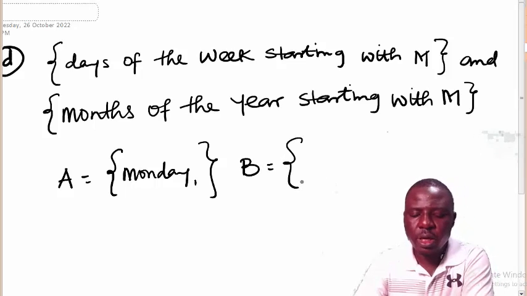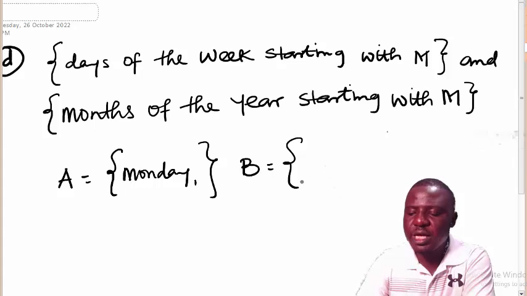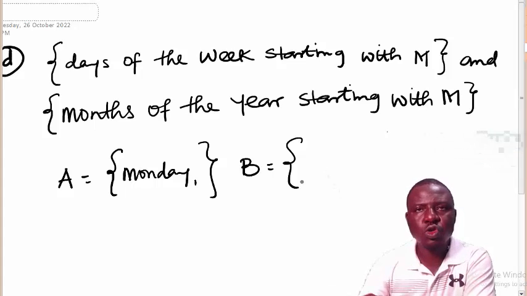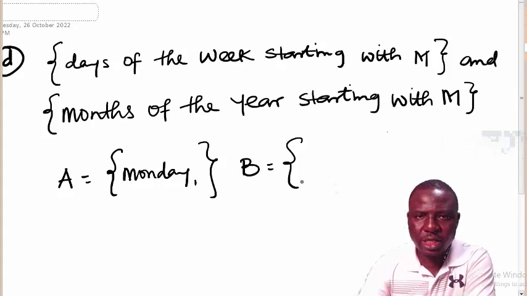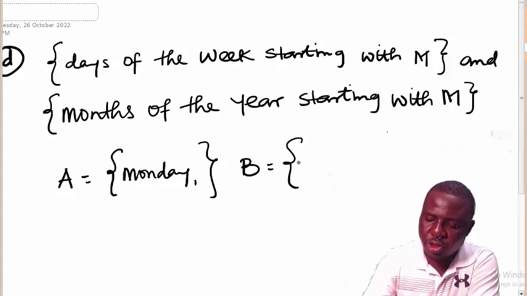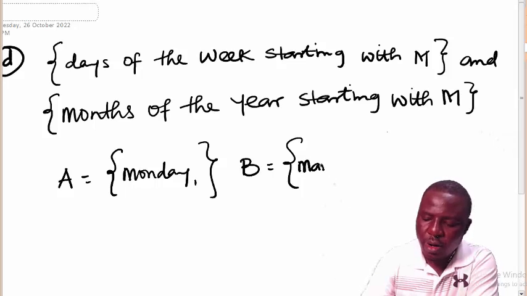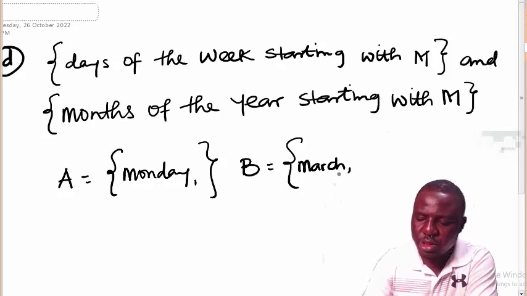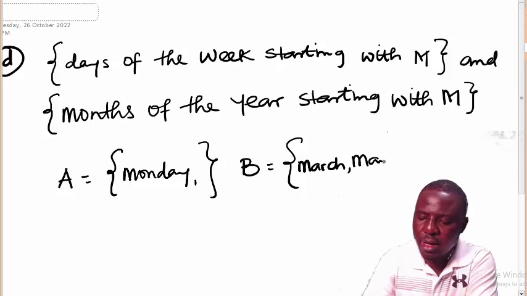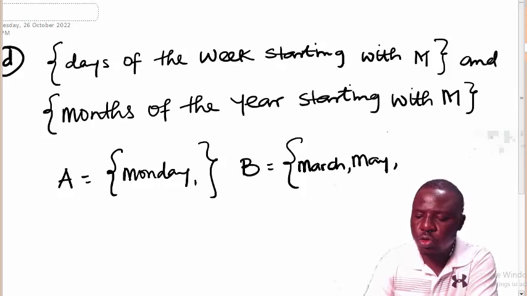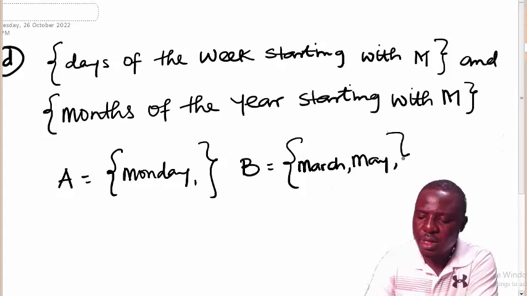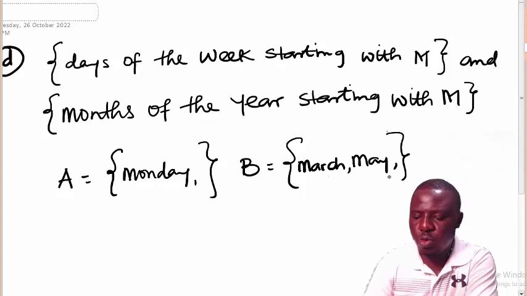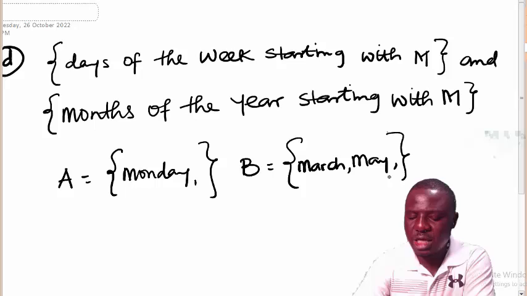While set B is said to be months of the year starting with M. Also list out all the months of the year starting with M. January is not, February, March is one. So we have March, April is not, May is another, June, July, August, September, October, November, December. So these are the only months beginning with letter M.